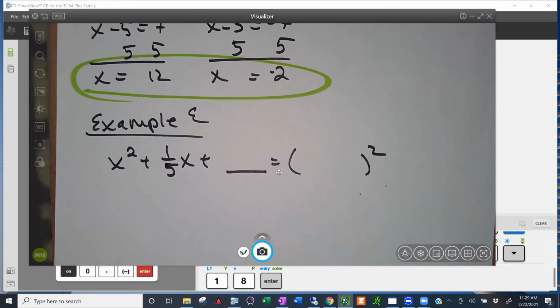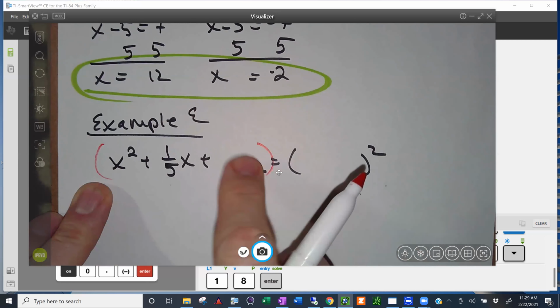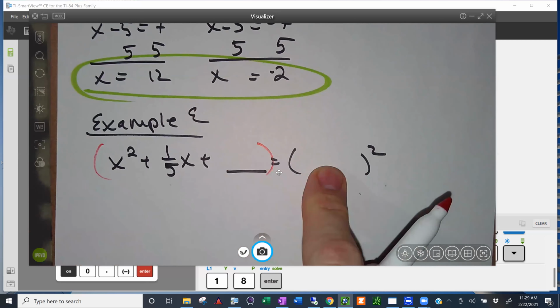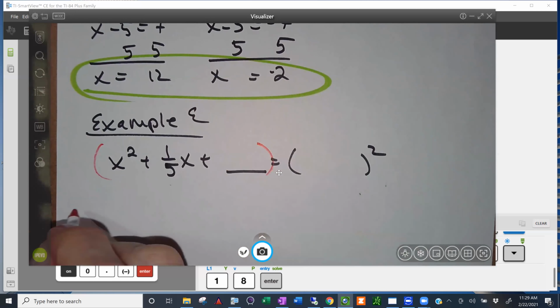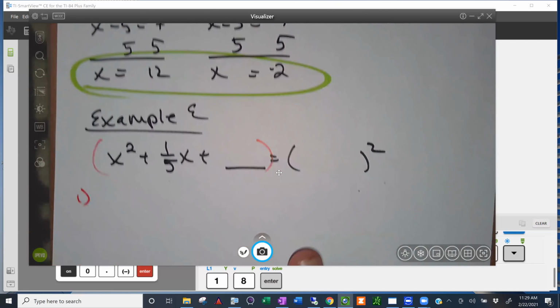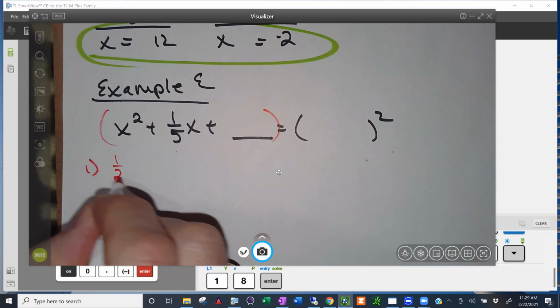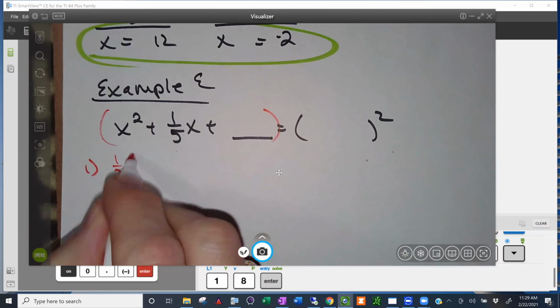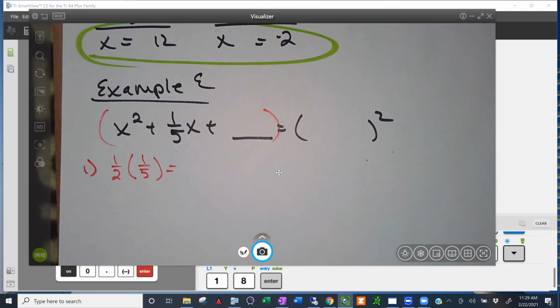In other words, this, when I figure out the right number, is going to be the square of a binomial. Now, there were two steps in doing this. In the video, I was careful to say, multiply the middle coefficient by 1/2. So 1/2 times 1/5 gives me what? 1/10.